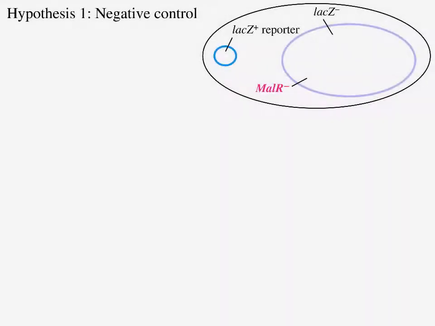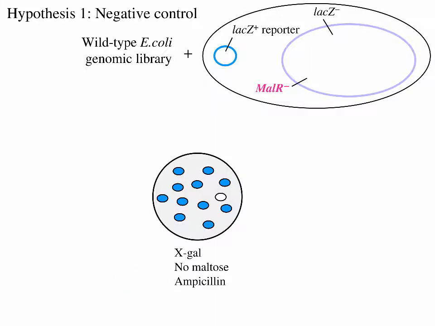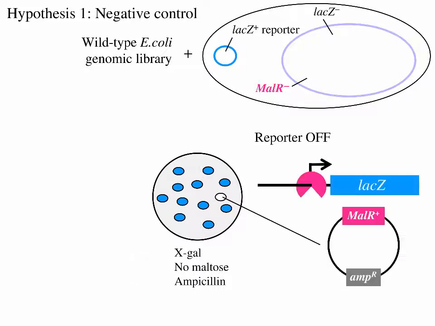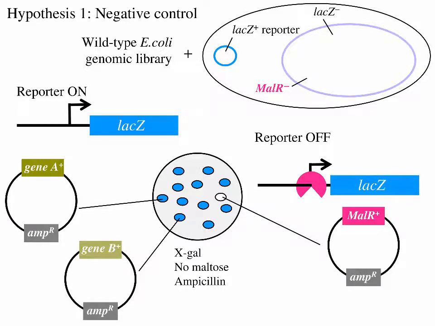The repressor gene can be identified by transforming the mutant cells with a wild-type E. coli genomic library. The cells are plated on medium with a drug to select for transformants with a library plasmid, X-gal, and no maltose. A rare white colony will have been transformed with a library plasmid that contains a wild-type copy of the repressor gene. Because the repressor is made in those cells, the reporter in that colony is not transcribed in the absence of maltose. Most of the colonies will be blue because they are transformed with plasmids containing other E. coli genes that don't make repressor.